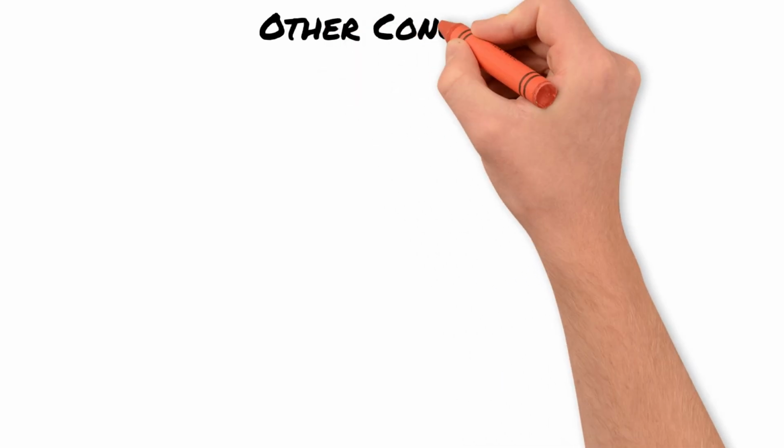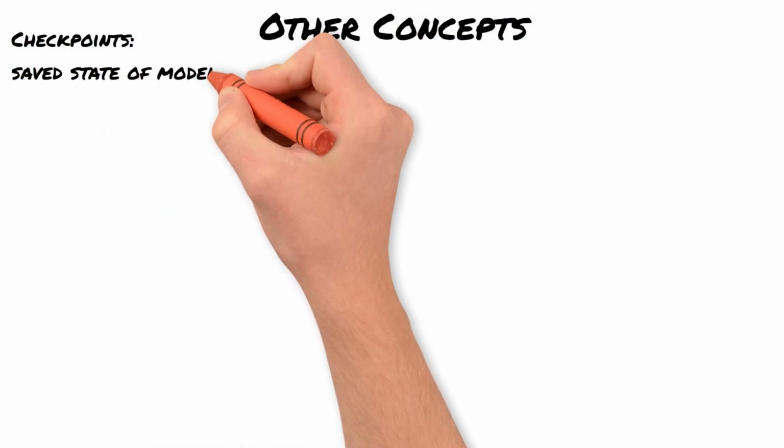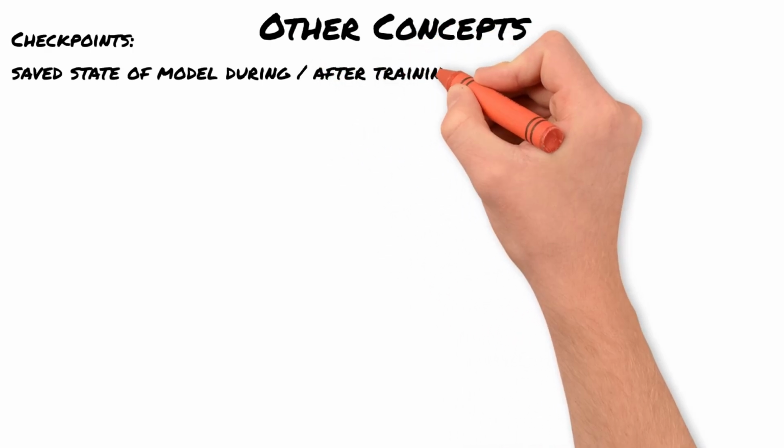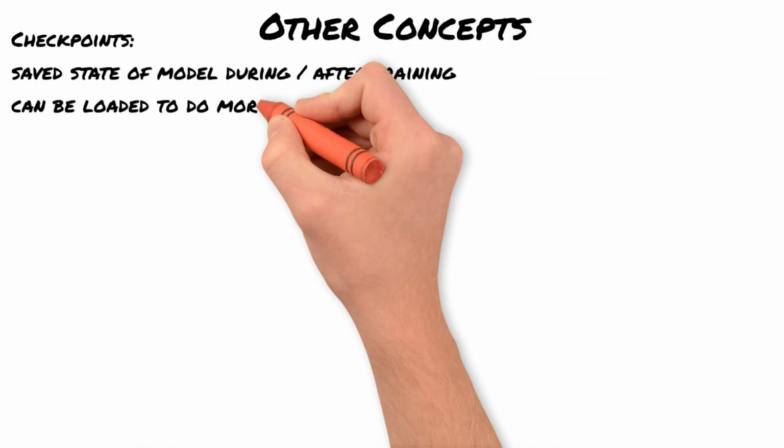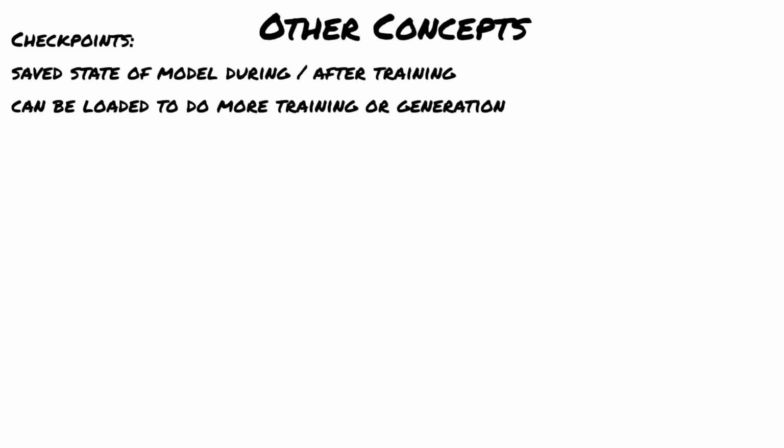Let's review some other concepts. Checkpoints are the save state of a model during or after training. A checkpoint file contains the model's parameters, and it can be loaded later to continue training or used for generation.